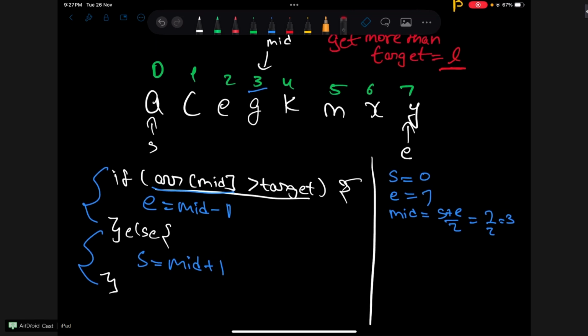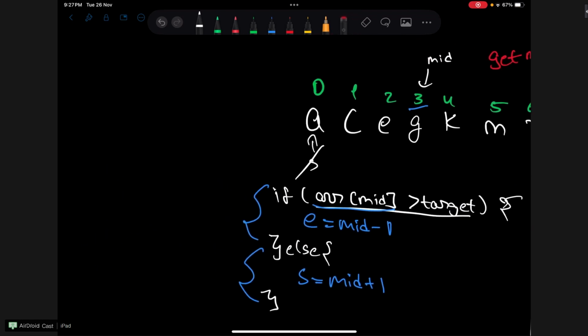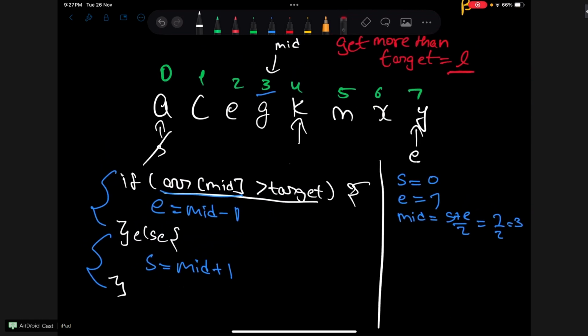Okay, so this else part will be executed, and s is equal to mid plus 1. What is mid? Mid is 3. So s is going to be mid plus 1, that is s is going to be pointing at 4. Now we'll do the mid calculation again. Let's set s as 4, e as 7. Mid is equal to 4 plus 7 by 2, that is 11 by 2, that is going to be 5. So the mid is pointing at 5. This is where the new mid is pointing.